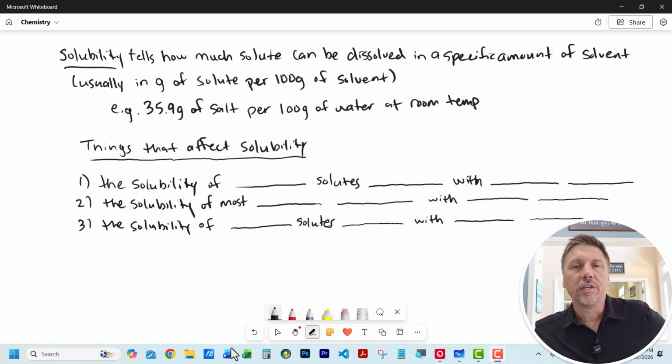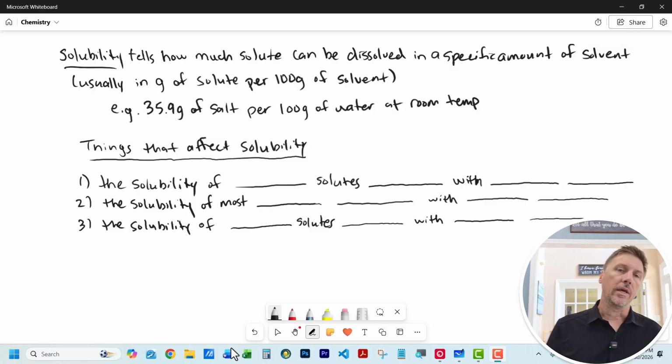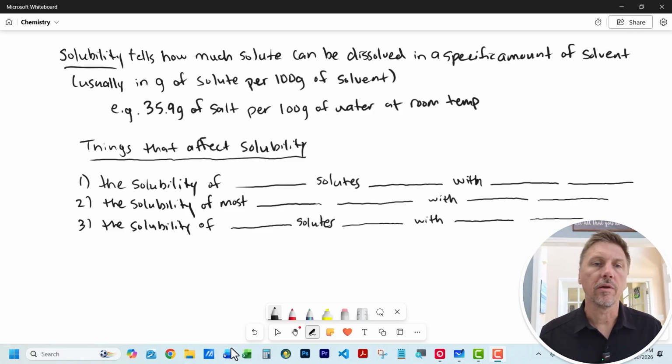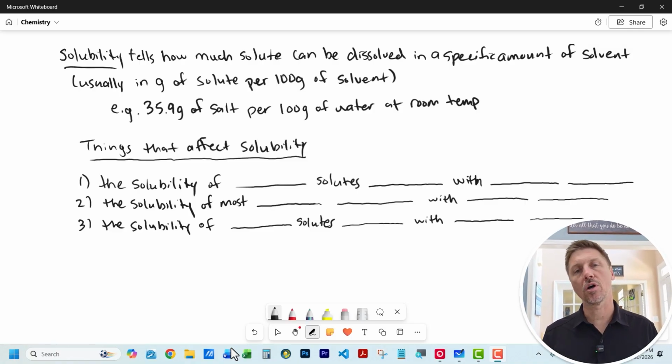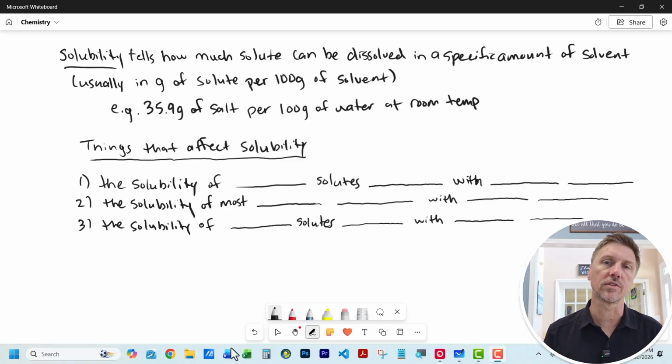Okay, like I said in the last video, we're going to talk about solubility now, and I've got the definition written down for you here. Solubility tells how much solute can be dissolved in a specific amount of solvent, okay? That's usually given to us in a certain number of grams of solute per 100 grams of solvent.